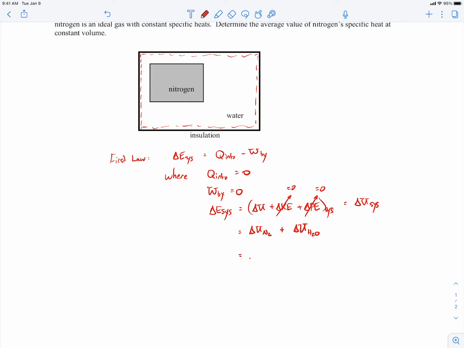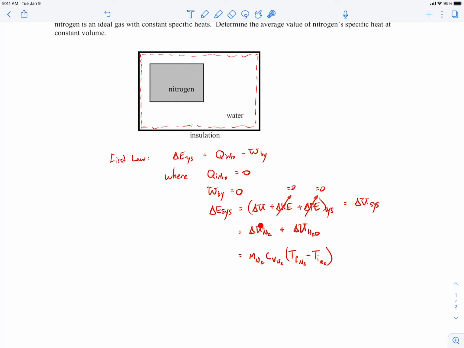Let's start with the nitrogen. So the change in internal energy of the nitrogen will be the mass of the nitrogen times the specific heat at constant volume of the nitrogen. That's the thing I'm trying to find. Times the change in temperature of the nitrogen. So the final temperature of the nitrogen minus the initial temperature of the nitrogen.